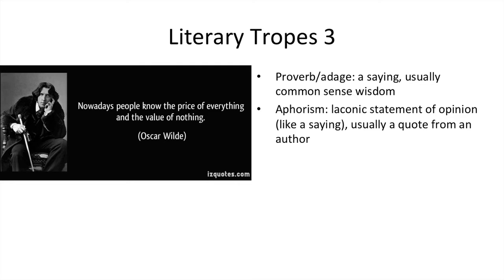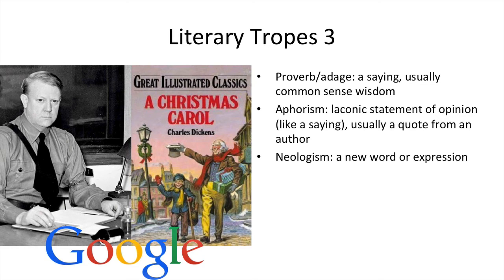While an aphorism, something that looks a lot like a proverb, is more a laconic statement of opinion. Laconic means just very short and to the point. A statement of opinion, like a saying, usually a quote from an author, like, for instance, Oscar Wilde, who said, "Nowadays people know the price of everything and the value of nothing." That sounds like a saying, but he said it, and it's a statement of opinion. It's called an aphorism.